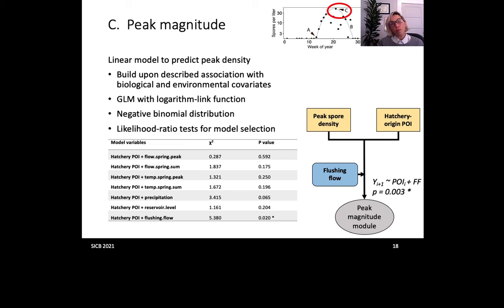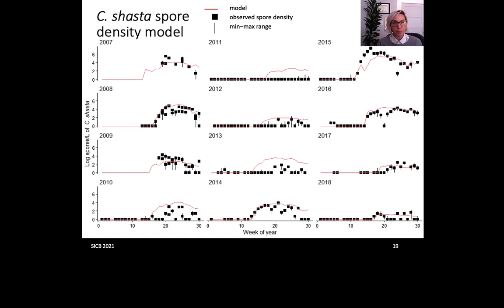So to avoid the risk of overfitting, we limited the number of selected variables to those supported by ecological hypotheses. We tested the improvement in model fit by adding each selected variable against the model containing only the hatchery POI. And we did this using likelihood ratio tests and found strong evidence that hatchery POI and the occurrence of flushing flows were associated with the spring peak of spore densities.